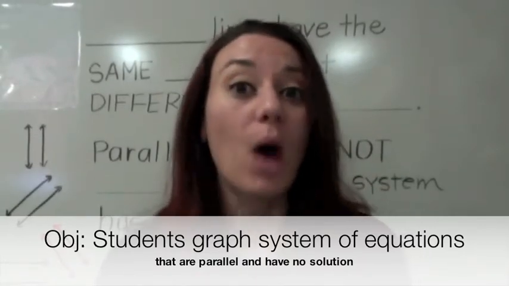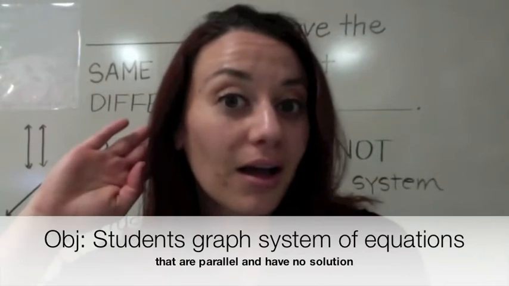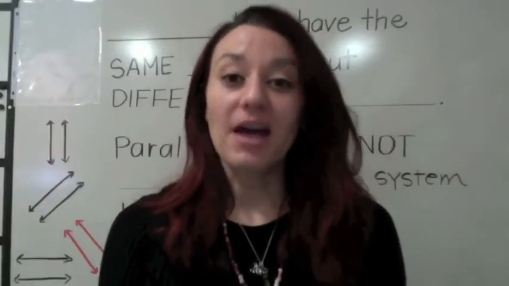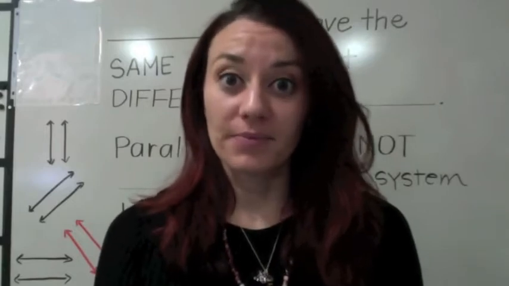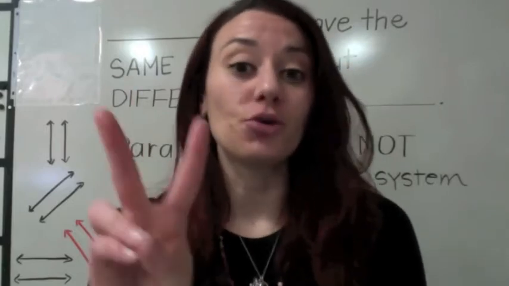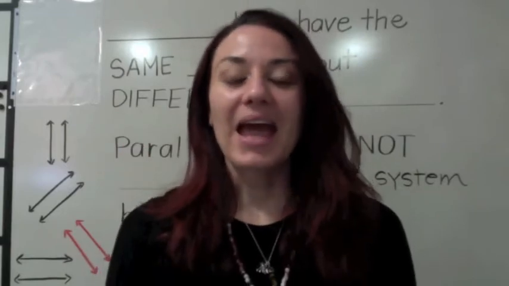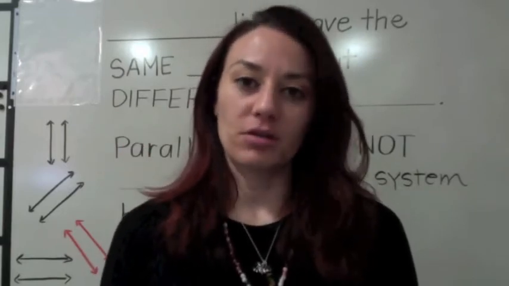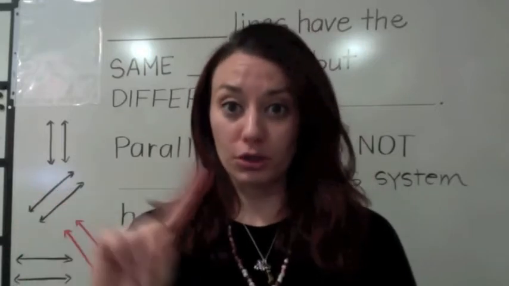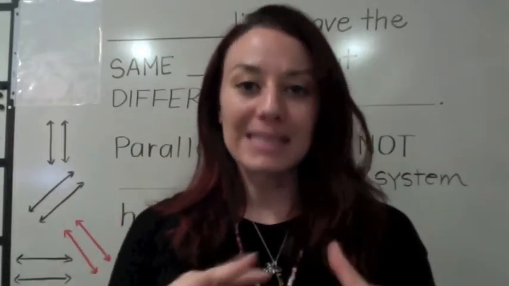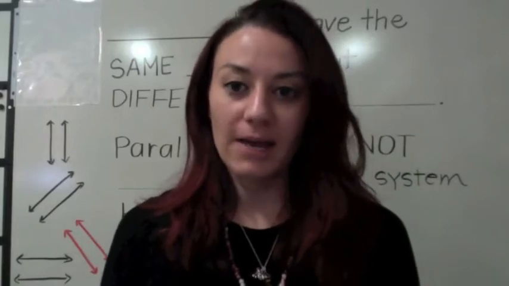Parallel lines have what? Very good. Today, we will be graphing a system of equations. A system has two lines. How many lines? Two. And these lines are special because they have no solution. They have what? No solution. That means that these lines never intersect, okay?